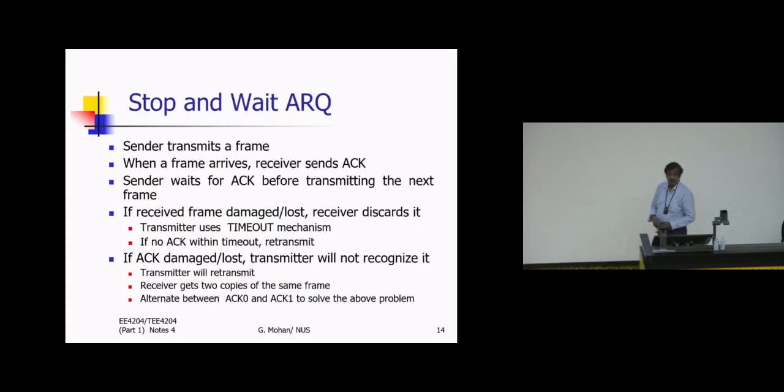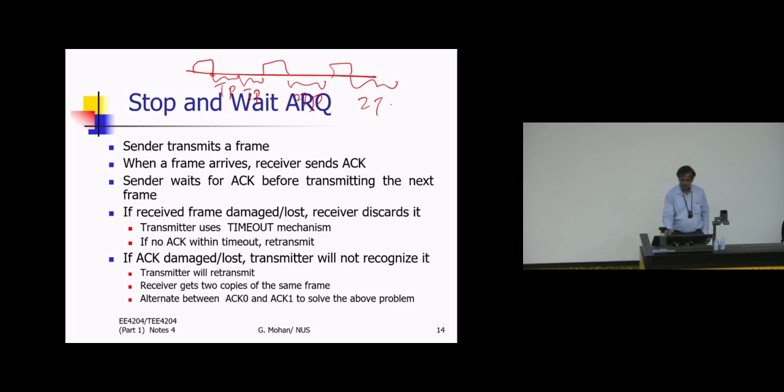Let's start with stop and wait ARQ. This works similar to stop and wait. The sender sends a frame, and the last bit is transmitted here. It takes TP time units for the last bit to travel to the other side, and another TP time units for the acknowledgement to come back. Then it sends the next frame, then the next frame. This is 2 TP. That's how it goes. Now the question is, if a frame is lost or damaged, what should be done?